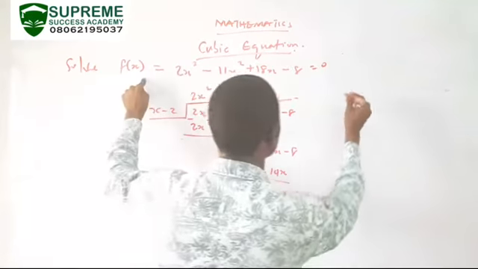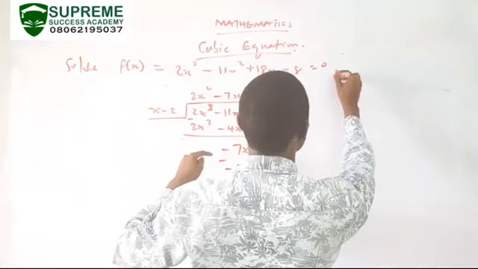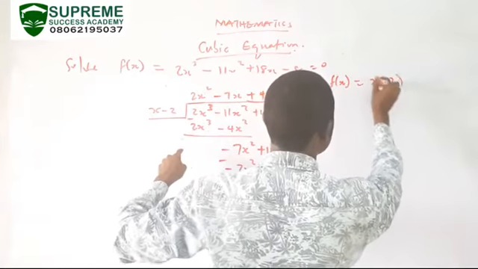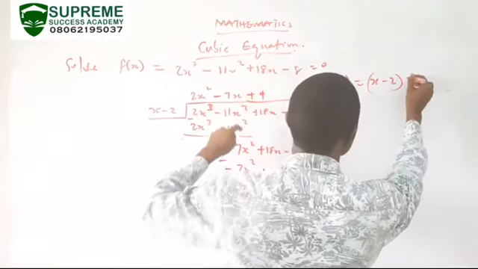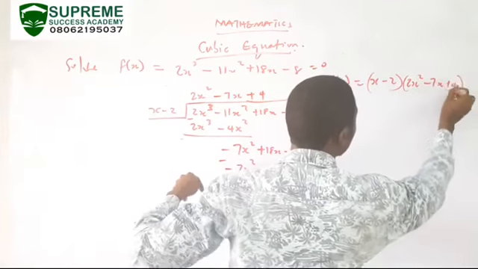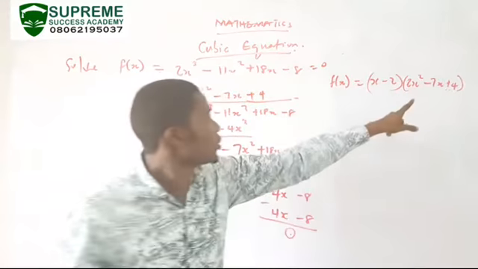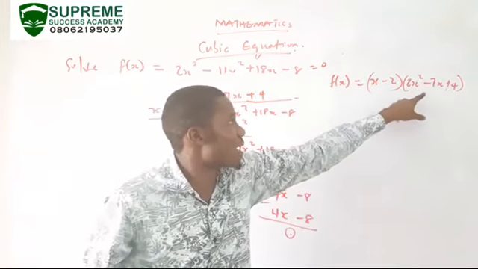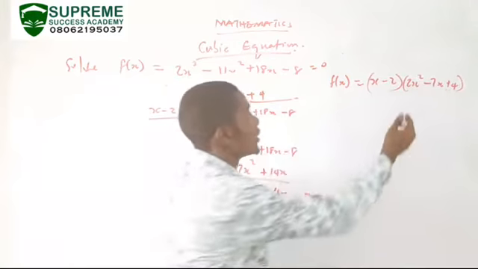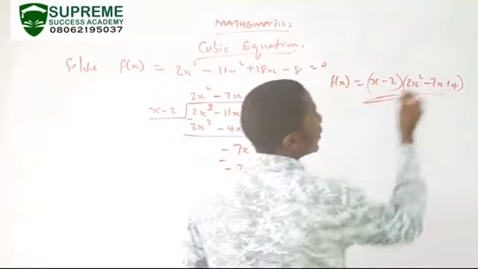So we now have this one to become, since you already have this, you can now say that f of x will be equal to what? X minus 2, that's the first one. You now bring this. That's what? 2x squared minus 7x plus 4. You can now use your normal method of either completing the square method or factorize if it's factorizable to get the remaining factor there. Can you see?